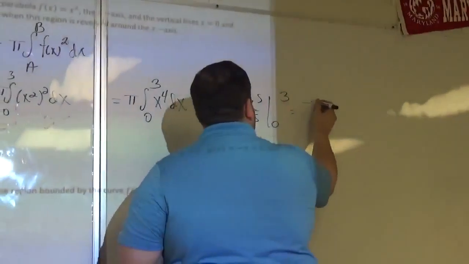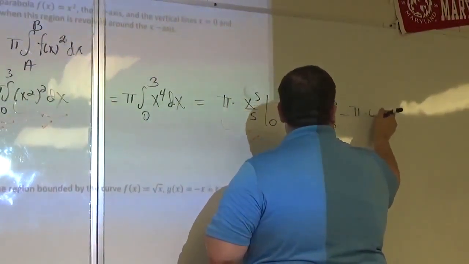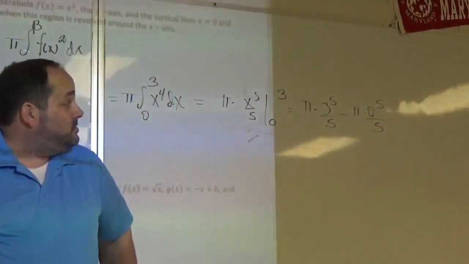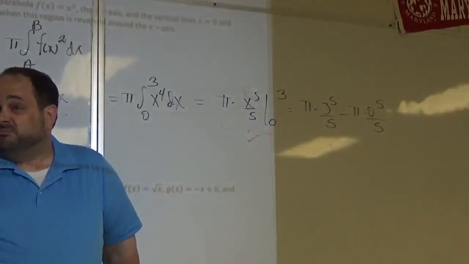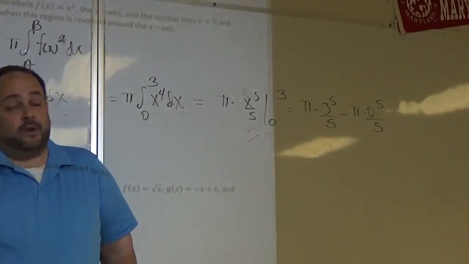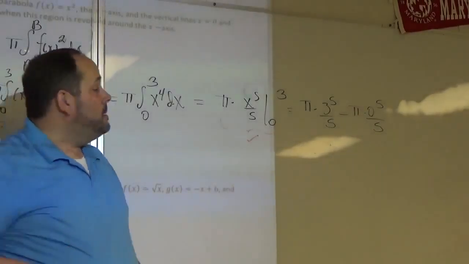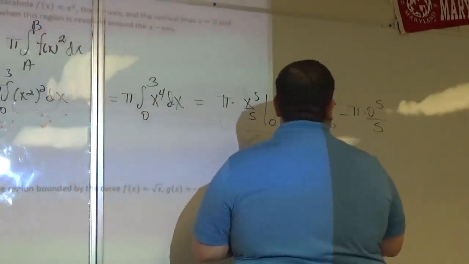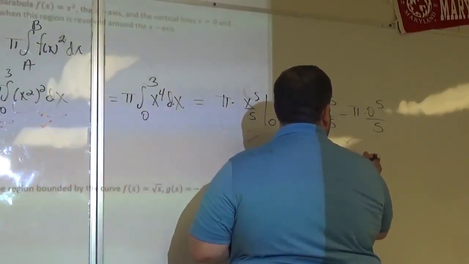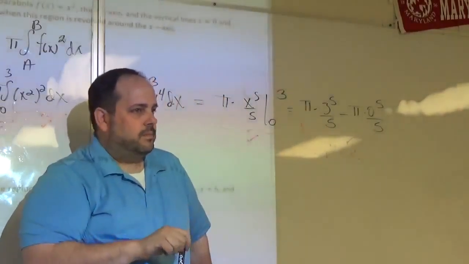Last thing, plug it in. Pi times 3 to the 5th over 5 minus pi times 0 to the 5th over 5. How much further do you have to go? Not any further, depends. Free response, please stop. But let's assume it's the multiple choice. If it's the free response though, you can stop right here. If it's the multiple choice, there's some smart cleaning up that I can do.